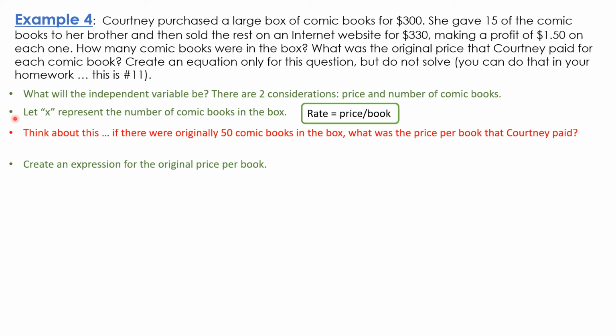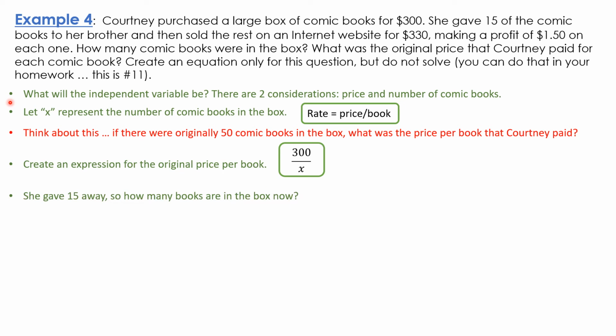So what you guys did too in your head there was you took your 300 and you divided by 50. But we don't know 50. We know X. So this is an expression for the original price per book. $300 divided by however many books were there. We don't know. It wasn't 50. We don't know.